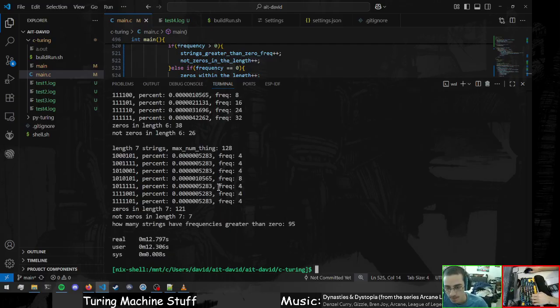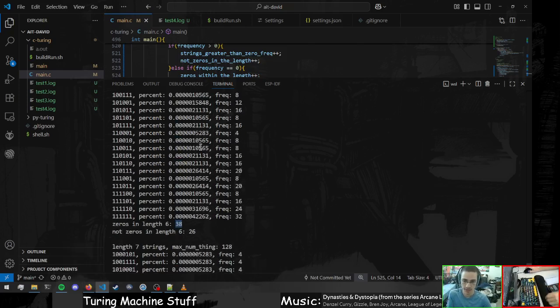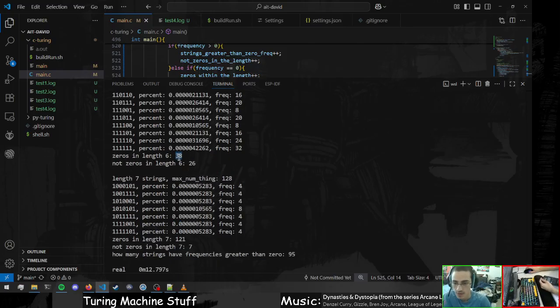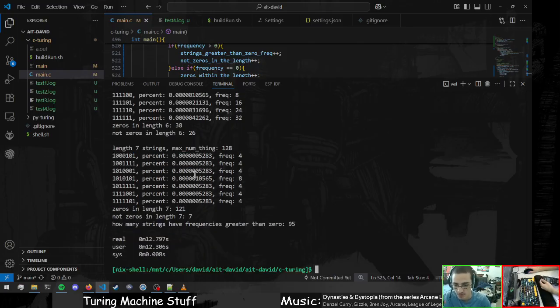Okay. So we have length 7 strings. So let's keep... wait a minute. I think it's the length 6 strings that are failing, because there's 38 of them, right? And we have 95 when we should have 128. And there's 33 that we're missing. And here we have 38 zeros.